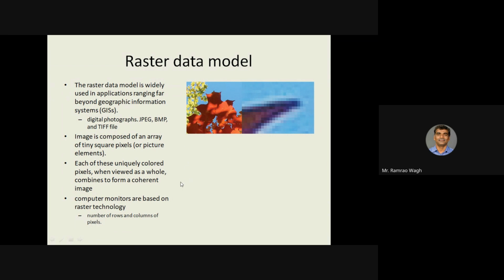Pixel is a short form for that, right? So each of these uniquely colored pixels, when viewed as a whole, combines to form a coherent image. It is like somebody is in each of those cells. I just put some color, and based on proximity of the other colors on other cells, I get an image. That is another way of looking at it, right?